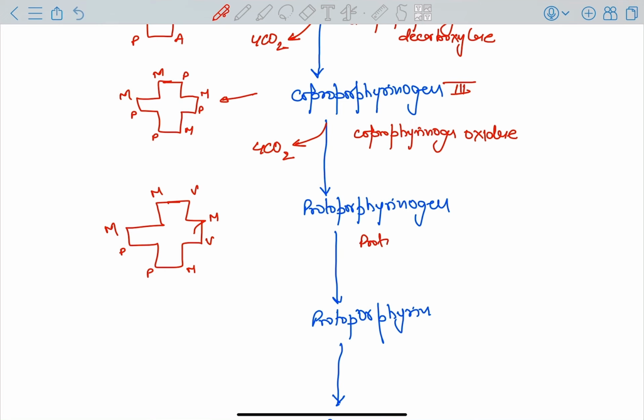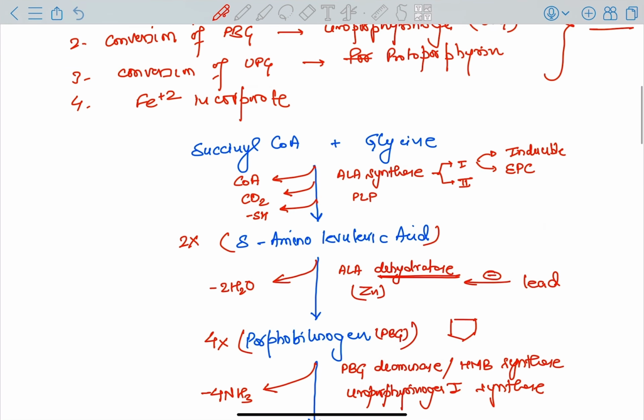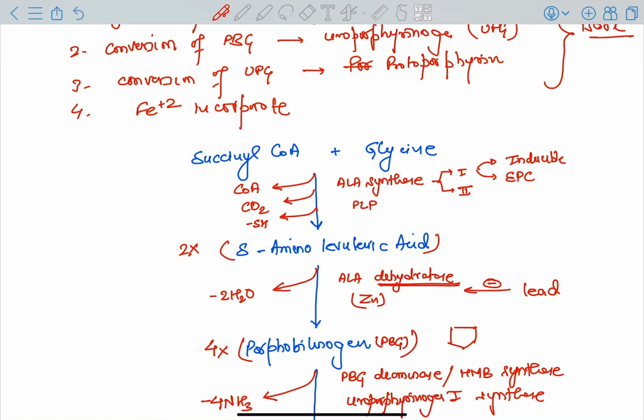Next we have the protoporphyrinogen oxidase. Protoporphyrinogen oxidase converts it into protoporphyrin, and then we have the incorporation of Fe+2 with the help of the enzyme ferrochelatase to form the heme, that is our final product. So this is all about the heme synthesis. The very first step is the rate limiting step, that is succinyl coenzyme A and glycine getting converted into delta-aminolevulinic acid.